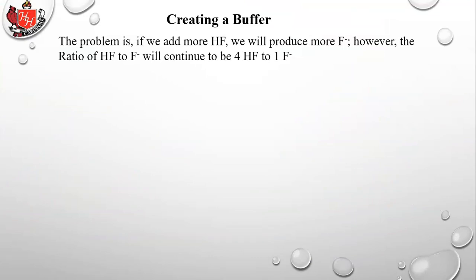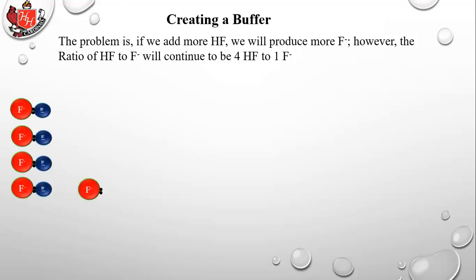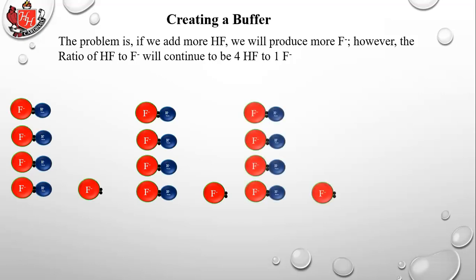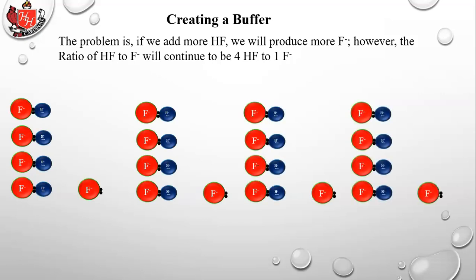The problem is, if we add more hydrofluoric acid molecules, we will produce more fluoride ions. However, the ratio of hydrofluoric acid to fluoride will continue to be 4 hydrofluoric to 1 fluoride. So there you have 4 to 1, but if you keep adding hydrofluoric acids, for every 5 hydrofluoric acids, you're going to end up with only 1 more fluoride. So you continue to get this 4 to 1 ratio, and that's not what you want. You want them to be equal. So how do we solve that problem?